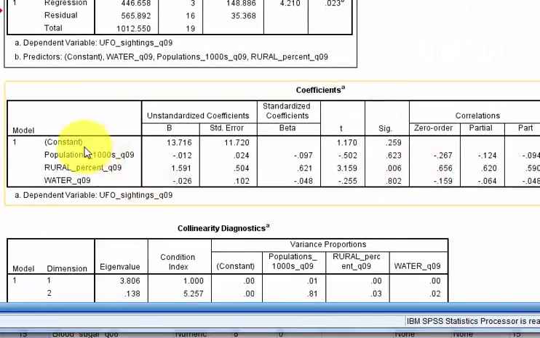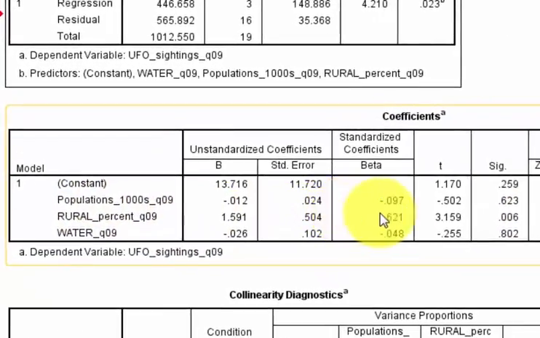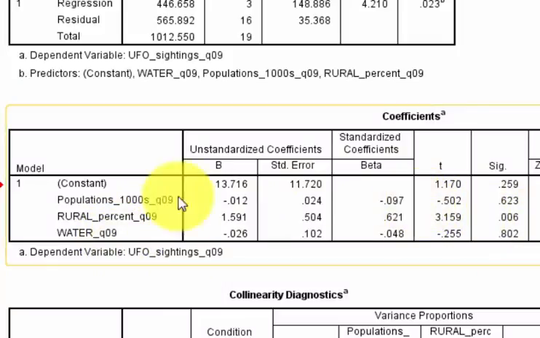Okay, so here's population in thousands. Oh, it is not significant. Okay, so in other words, it doesn't matter how big the city is when it comes to UFO sightings. What percent live in rural areas? Oh, that is significant. And water is not significant. So all that means is the only good predictor of UFO sightings is what percent of the people live in the rural areas. Interesting.